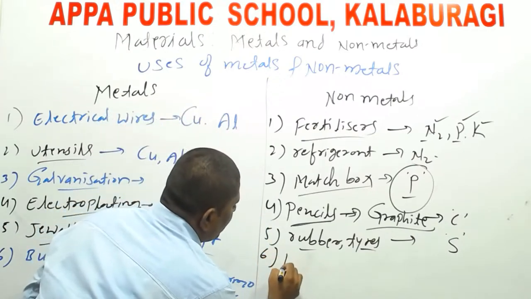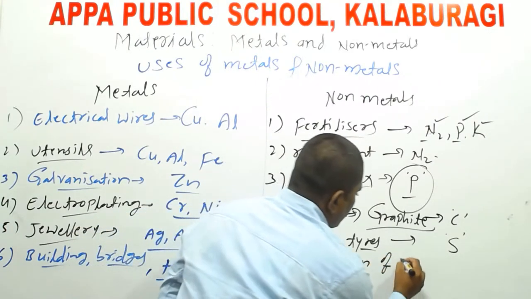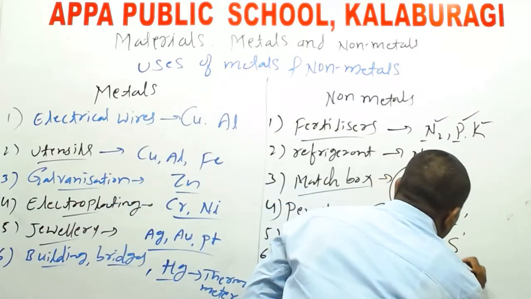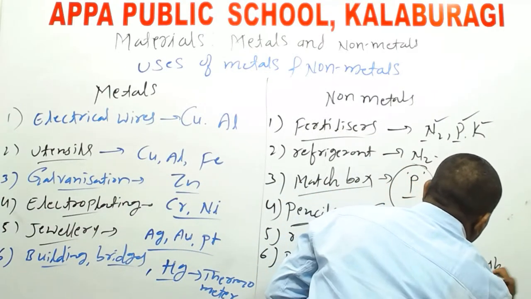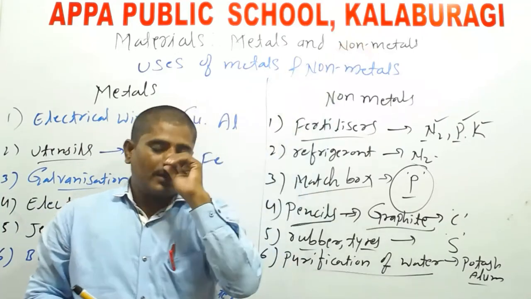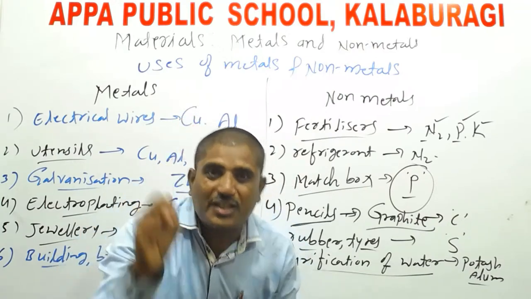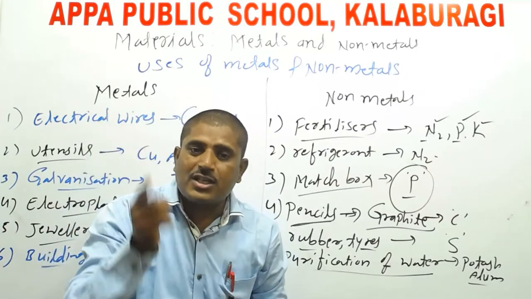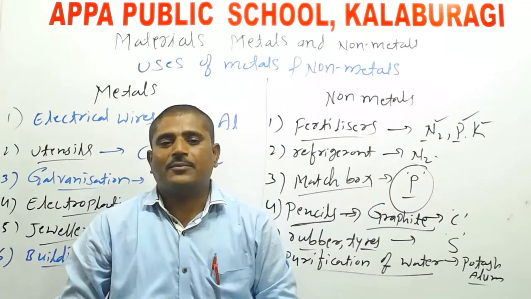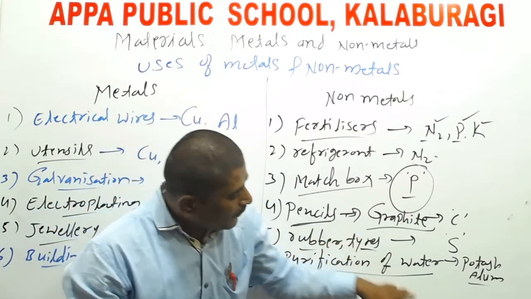Next, after this, purification of water. Especially here, potash alum is the name of the chemical which is used for the purification of the water. It means if we use potash alum inside the water, most of the germs, that is, disease-causing microorganisms, will die. It means we are going to purify the water with the help of non-metals.